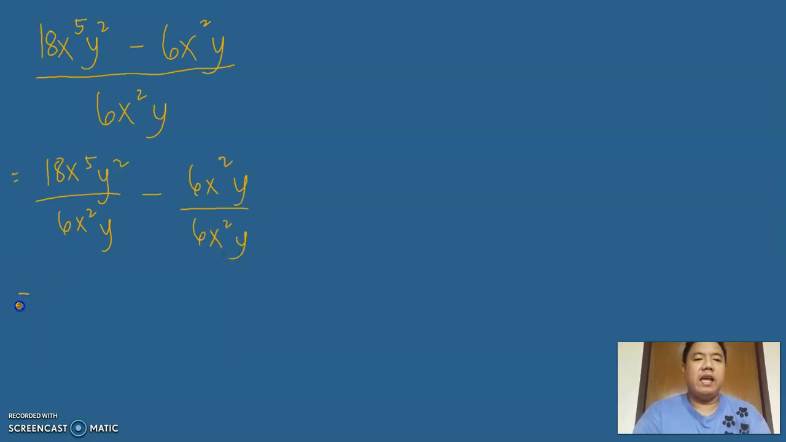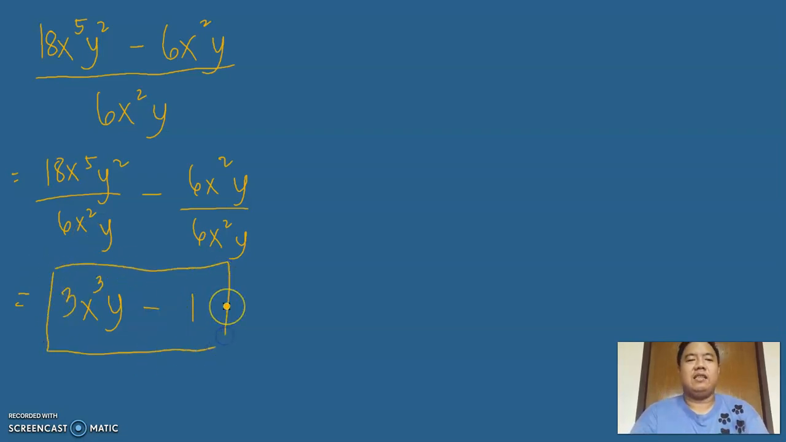So simplify. So 18 divided by 6 is 3. Congratulations. How about x raised to 5 all over x squared? It's x raised to 3. Nice one. And then y squared divided by y, it's y. Minus. O paano po yan? Kitang-kita nyo naman parehong-pareho, as in lahat ay parehong-pareho. 6x squared y divided by 6x squared y. So that will be as simple as 1. Any number divided by itself is equal to 1. Okay po?